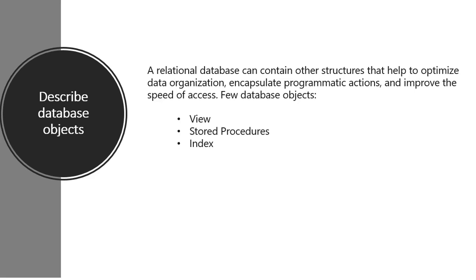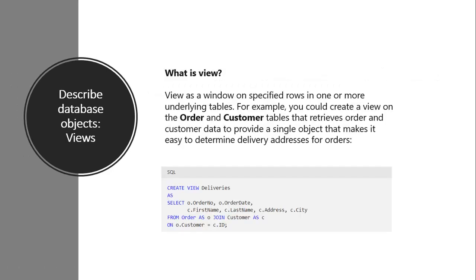Okay, so next is coming to database objects. So relational database can contain other structures that help to optimize the data organization. So it encapsulates programming actions wherein we have two or three actions in the same, and we want to trigger that action at some interval, right? So in that case, we need to have some stored procedure, and in the stored procedure we can have some parameters, or maybe we are doing some processing and then returning it back to the calling part, right? So this is to have more optimization in the data processing part and also improve the speed of access. So few database objects are like views, stored procedures, and indexes.